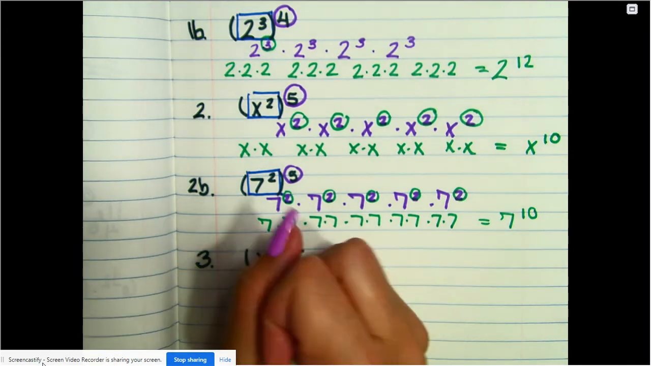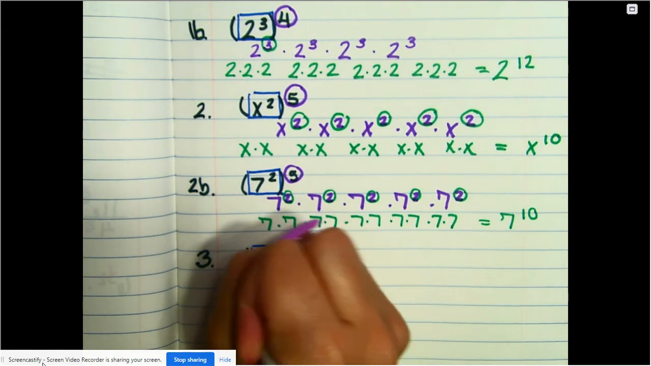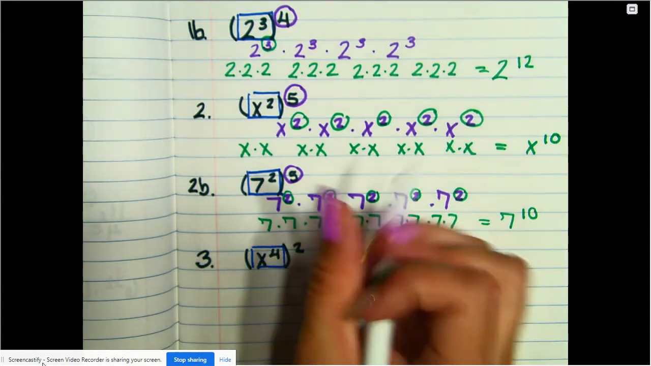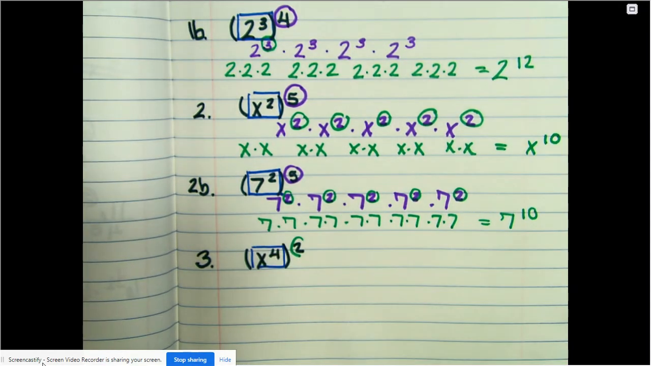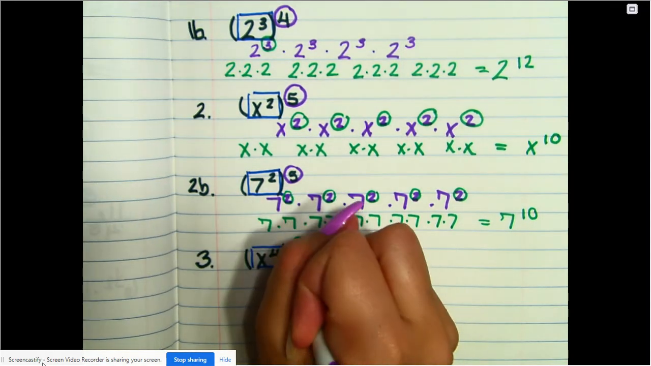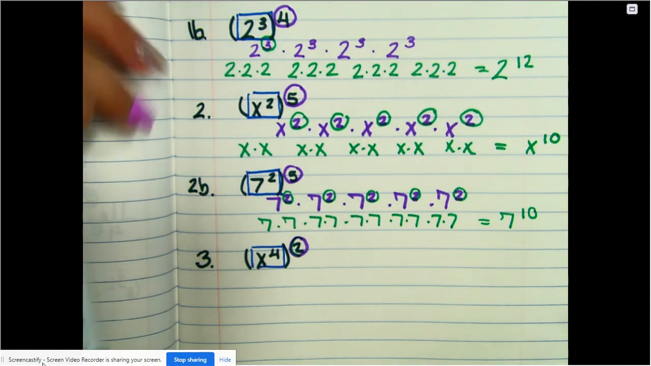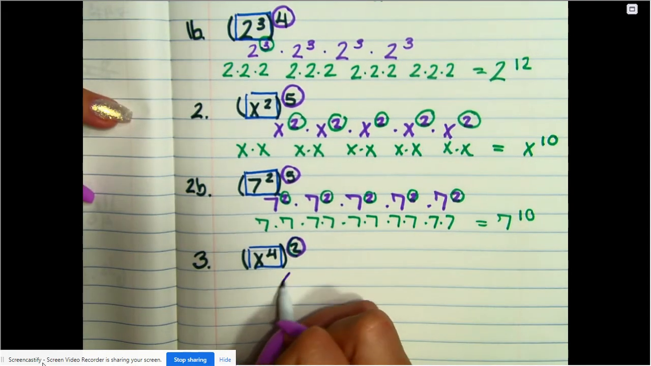Okay, again, here's our base. It has an exponent on it. Oops, I use purple. And here's our other exponent. Okay, so all that means is that I'm going to write out x to the 4th power twice.